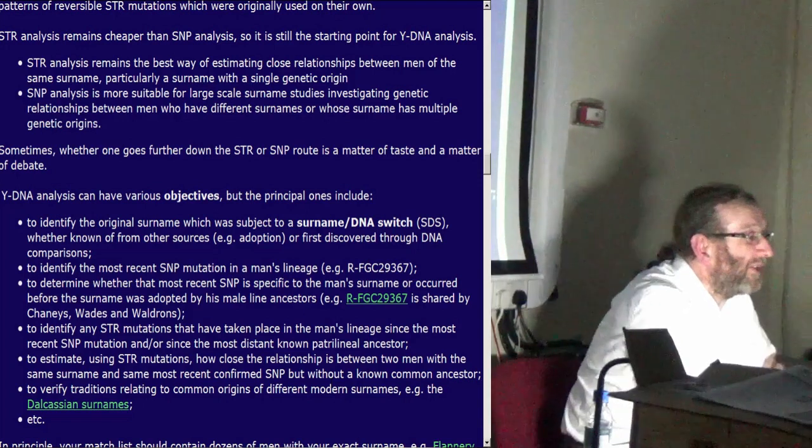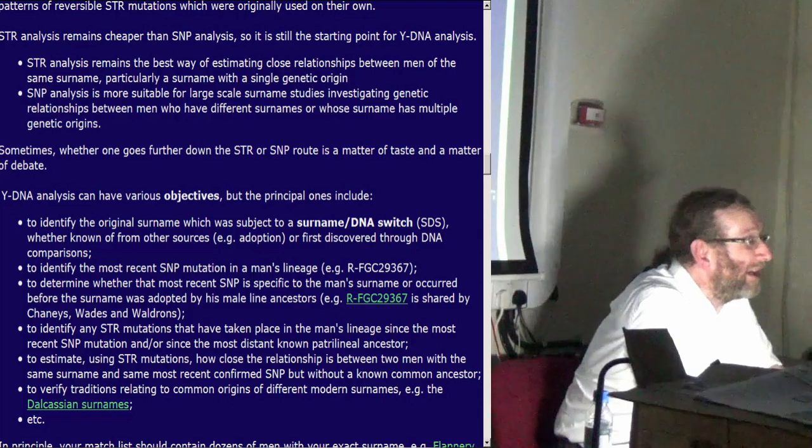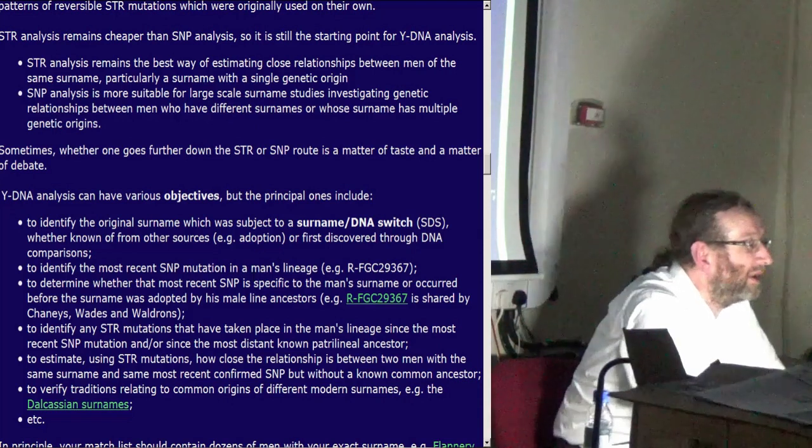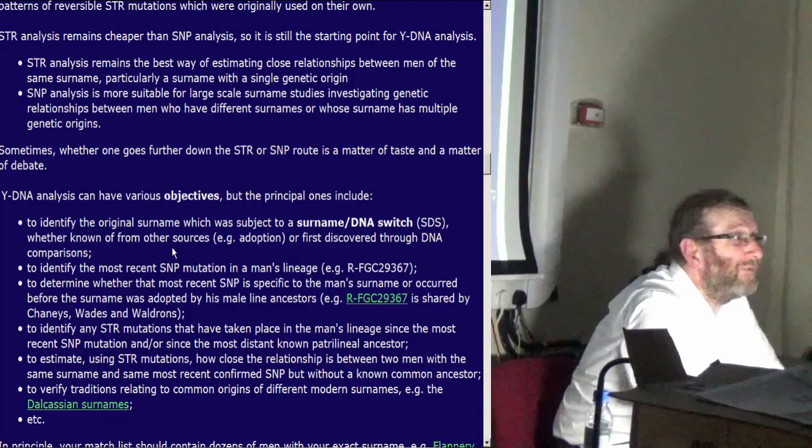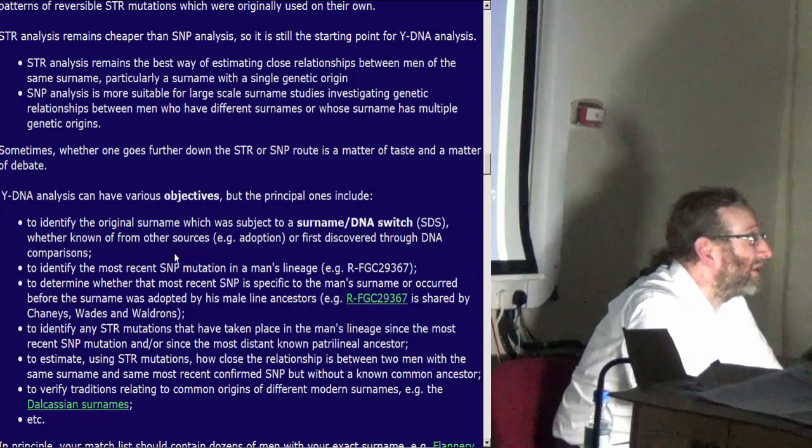What are the objectives of analyzing your Y chromosome? If you think you have a different surname from one of your male line ancestors, for example, if you're adopted, looking at the Y chromosome matches may give you a clue as to what your birth father's surname was. Or there might be a father or a grandfather or a great-grandfather who was adopted, and again, looking for different surnames among your Y DNA matches will give you a clue as to what the birth surname was.